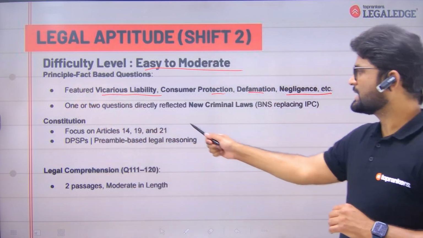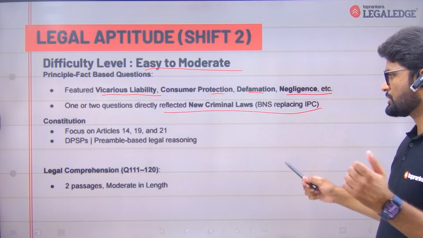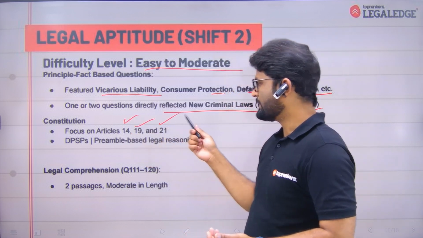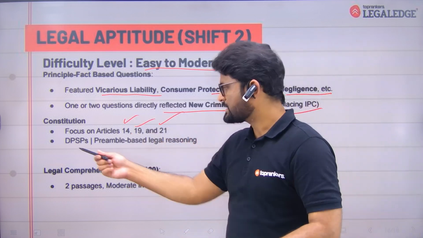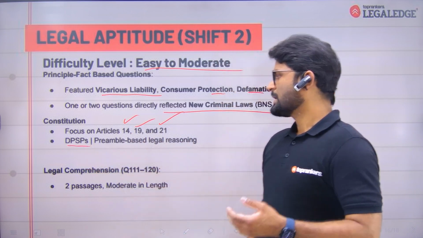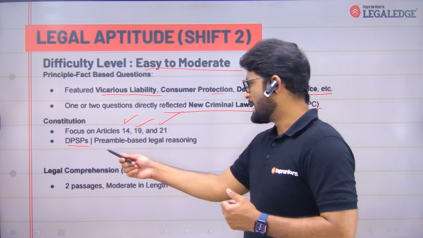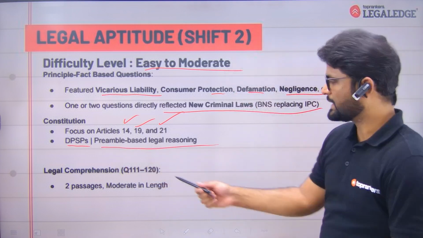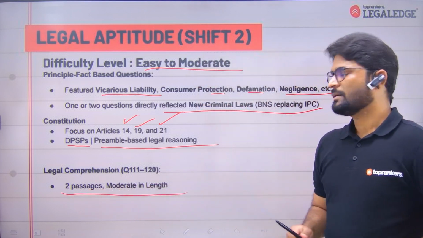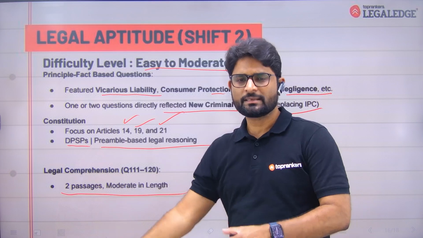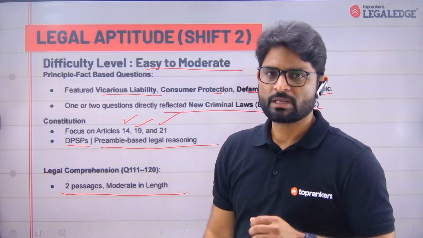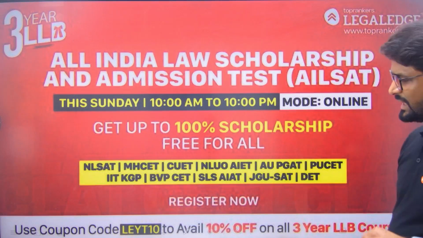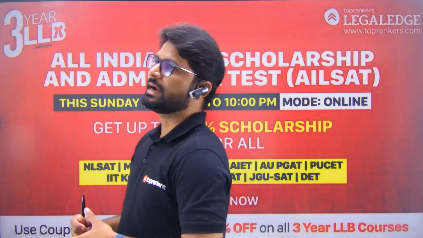One or two questions were directly asked from new criminal laws, similar to shift number 1. There was again a focus on Articles 14, 19, and 21, similar to shift 1. There were again questions from DPSPs, Directive Principles of State Policy, and preamble-based legal reasoning questions. Similar to shift number 1, there were again 2 RC passages, which were of moderate length but less complex. So this is all about the analysis of shift 1 and shift 2.